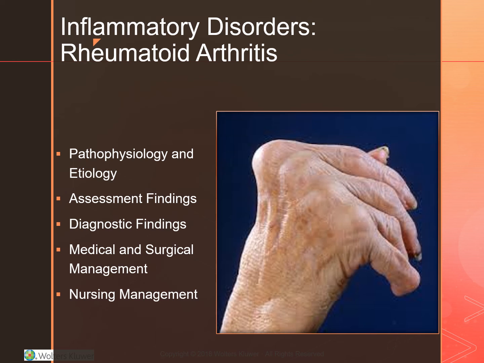Medical and surgical management. Again, this is an autoimmune disease, so there's no cure. Our goal is going to be to decrease joint inflammation, relieve discomfort, prevent deformities, restore function. And we can do this through drug therapies, some non-drug therapies, such as physical therapy and occupational therapy, and surgery, such as arthroplasty or synovectomy.